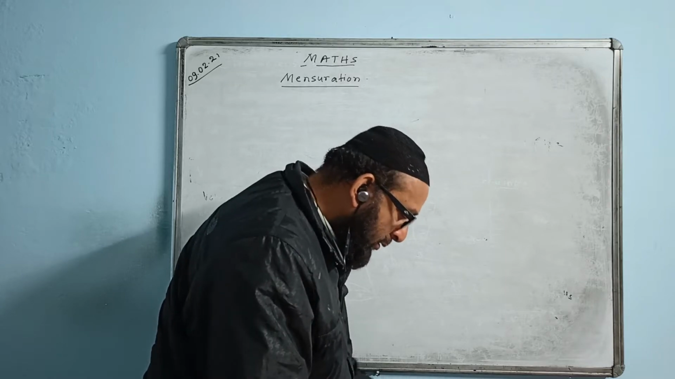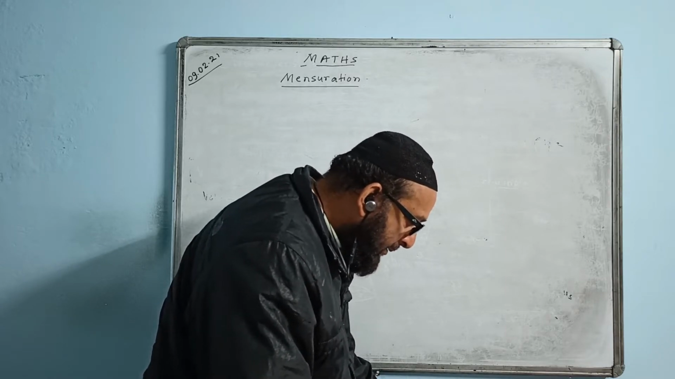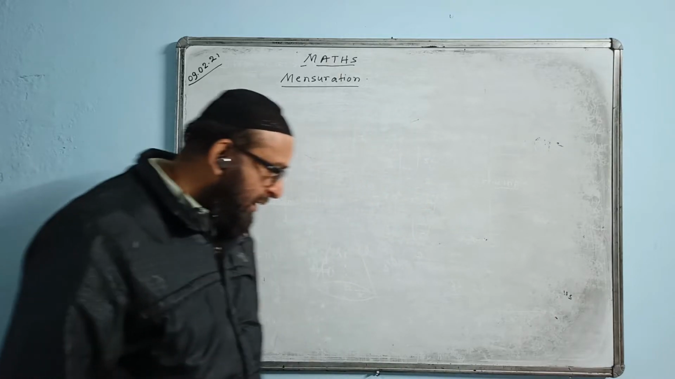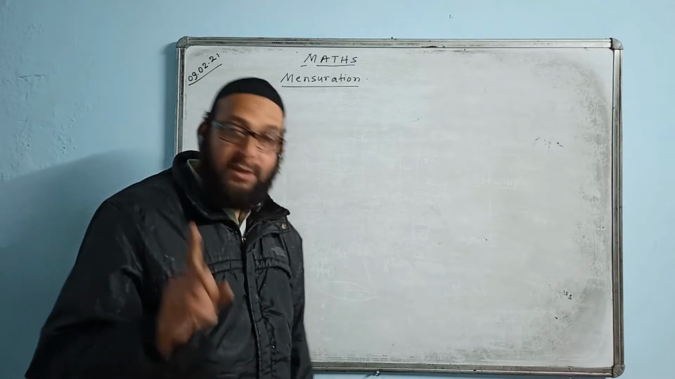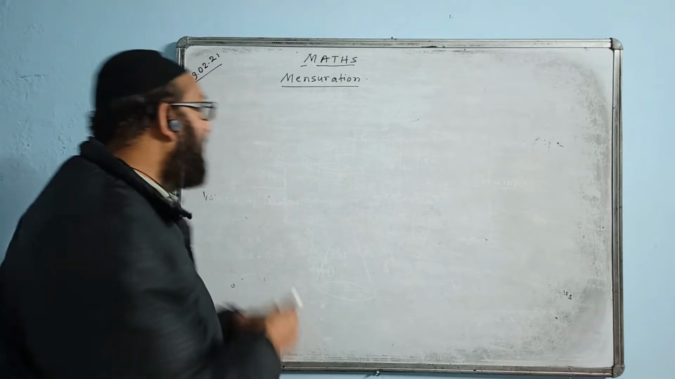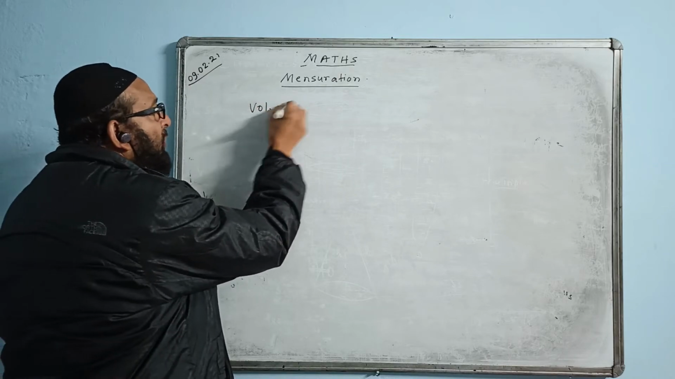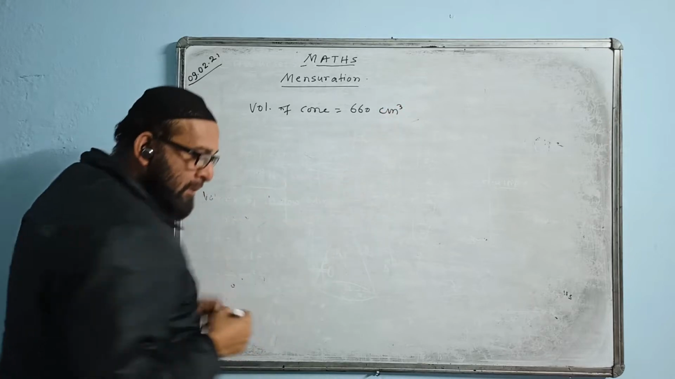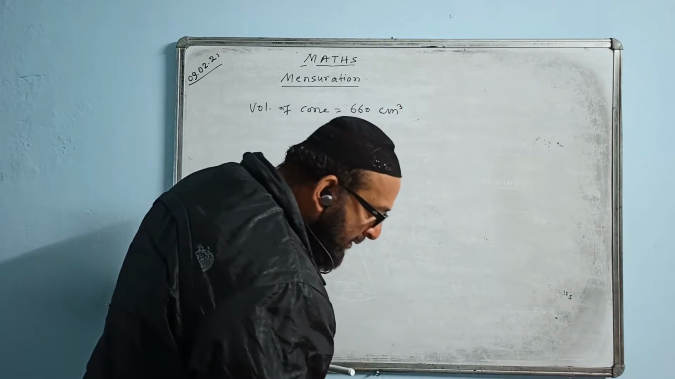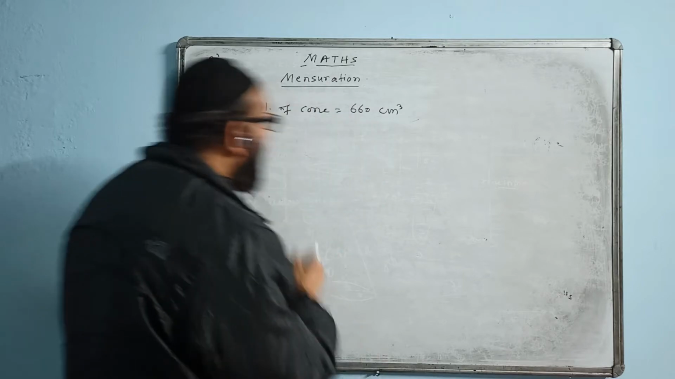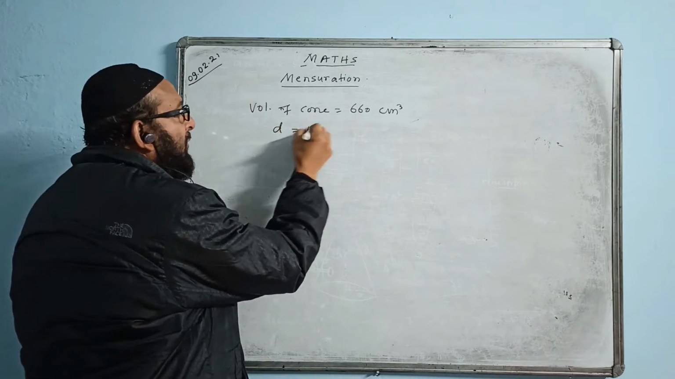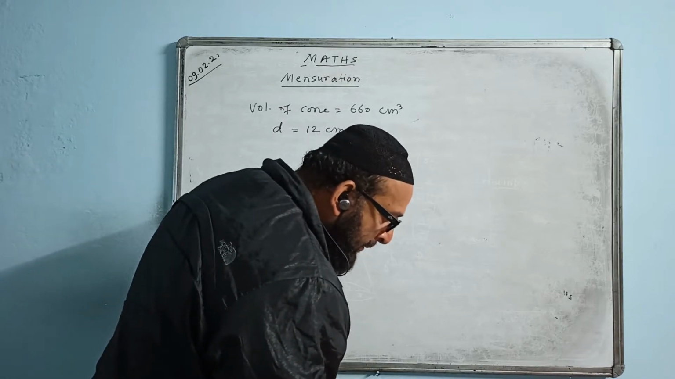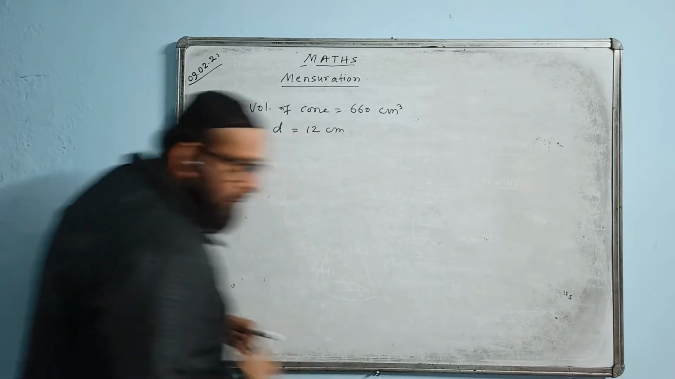So I take some questions. Are you ready? I read the question. They are saying the volume of a circular cone is 660 centimeter cube. Volume of cone is given, 660 centimeter cube. And the diameter of its base is 12 centimeter. Radius will be 6. The question says find the height of the cone.